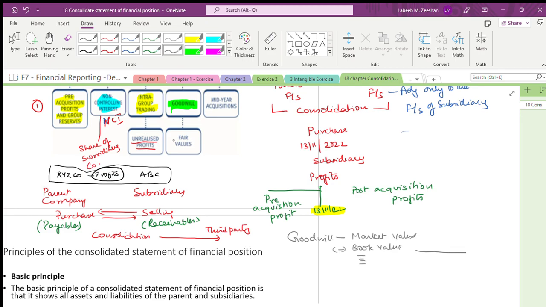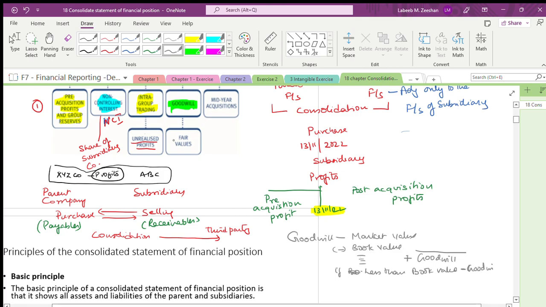But if you are paying more than the book value, that is going to be called positive goodwill. If you are paying less than the book value, then it is called negative goodwill. You will have positive goodwill as well as negative goodwill also. Means we have to take into consideration fair values.